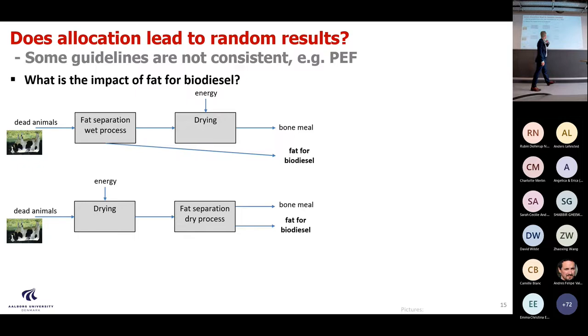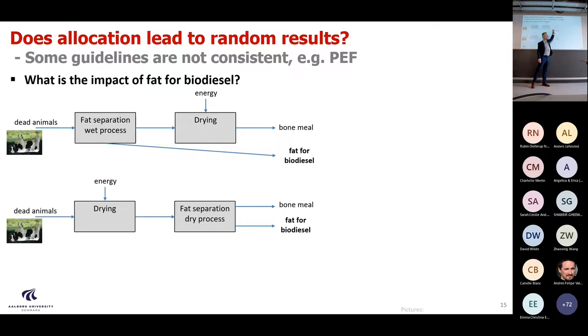And the company I was in touch with here, they have two different machines. They have one machine. First, the cow goes in, it's shredded, cooked, boiled, a lot of nice stuff. And then there is a so-called fat separation with a wet process, meaning that here you take out the fat that can be used for biodiesel. And then after that, the remaining is dried, and then it can be sold as bone meal. That was the one machine.